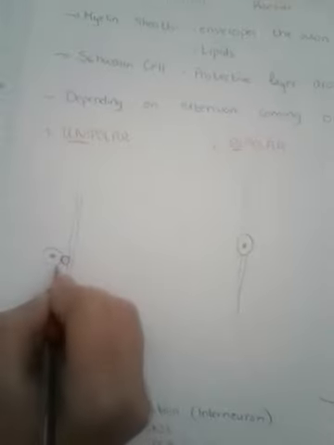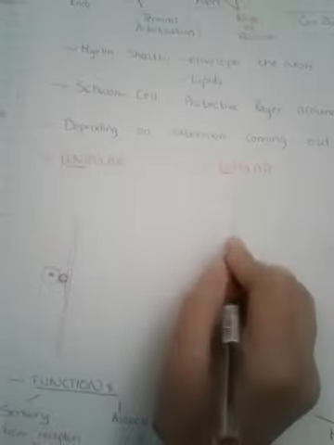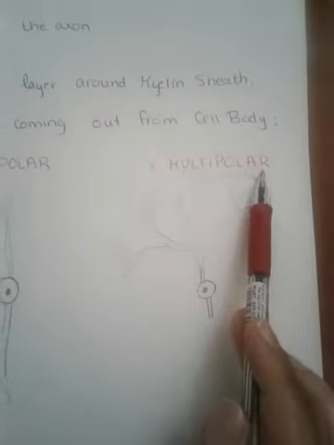So unipolar for one extension coming out from the cell body, bipolar for two extensions coming out of the cell body. And as you could see, my drawing is still horrible. As you could see, the tree has a lot of extensions coming out. We call it multipolar. So again, if I want to divide the neurons according to how many extensions come out of the cell body, I could divide it into unipolar with one extension coming out, bipolar with two extensions coming out, or multipolar with several extensions coming out.